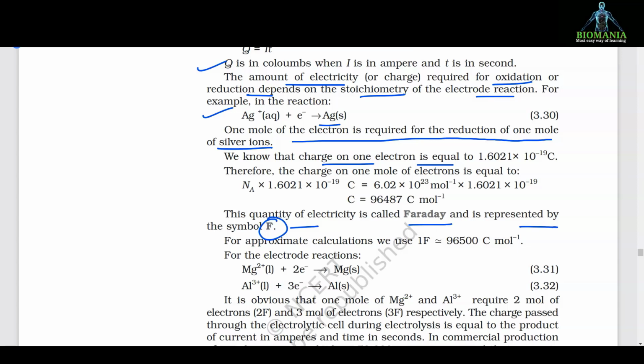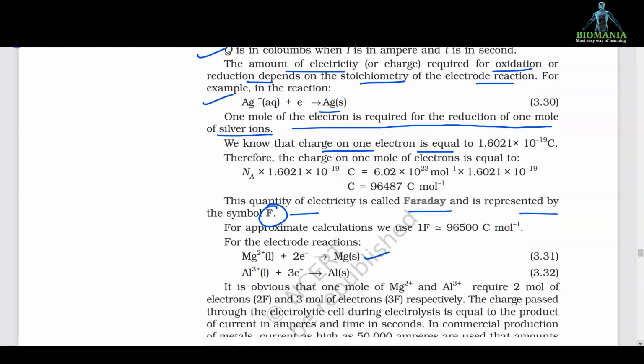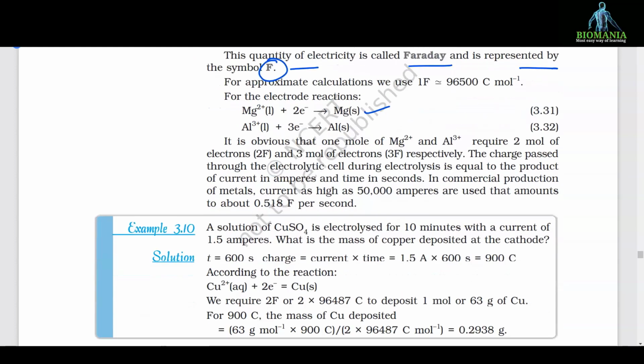For the electrode reactions Mg2+ plus 2 electrons gives Mg and Al3+ plus 3 electrons gives Al, it is obvious that 1 mole of Mg2+ and Al3+ require 2 moles of electrons, that is 2F, and 3 moles of electrons, that is 3F, respectively. The charge passed through the electrolytic cell during electrolysis is equal to the product of current in amperes and time in seconds. In commercial production of metals, currents as high as 50,000 ampere are used, which amounts to 0.518 Faraday per second.